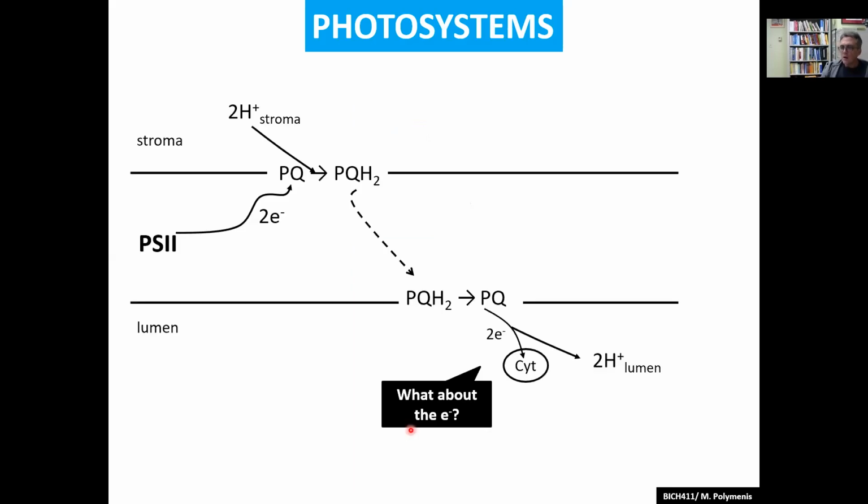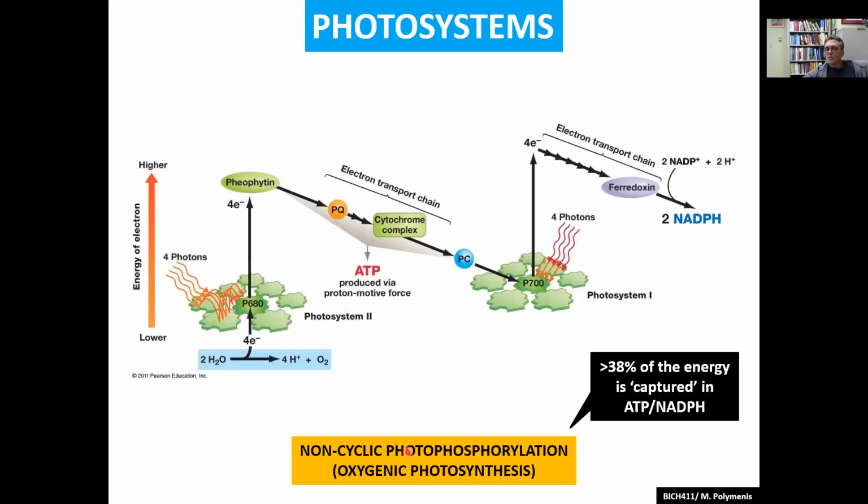Beautiful. Now, what about the electrons? So fine, we get ATP, but what happens to the electrons here? When you have photosystem 2 and photosystem 1, the electrons will actually end up on photosystem 1.